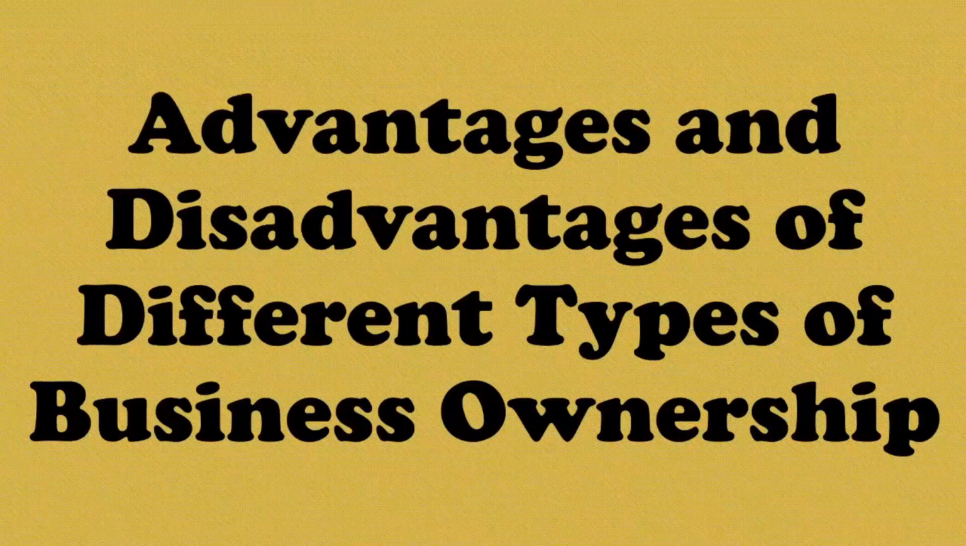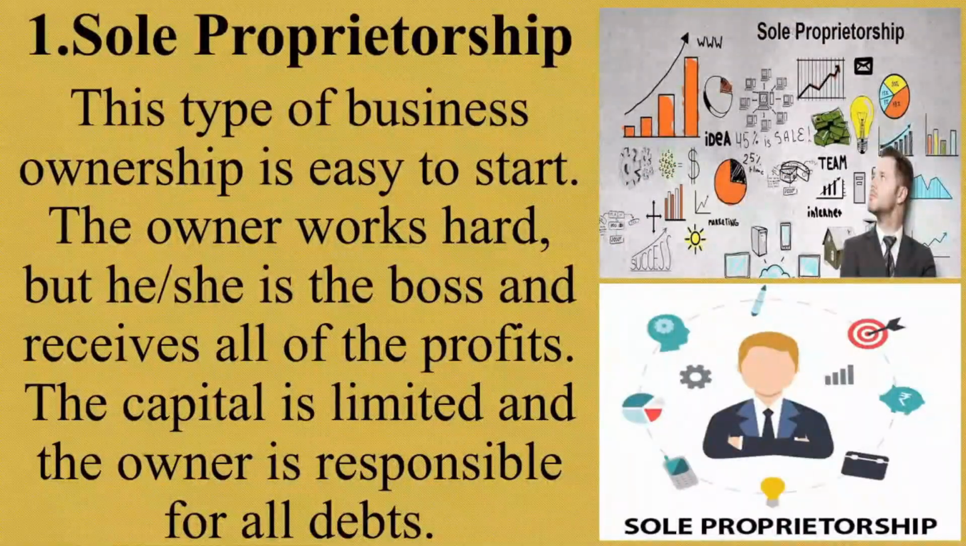Next, we also have advantages and disadvantages of different types of business ownership. The first one, sole proprietorship. This type of business ownership is easy to start. The owner works hard, but he or she is the boss and receives all of the profits. The capital is limited, and the owner is responsible for all debts.